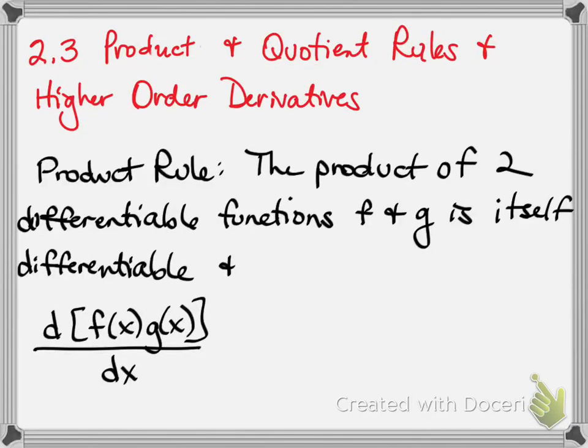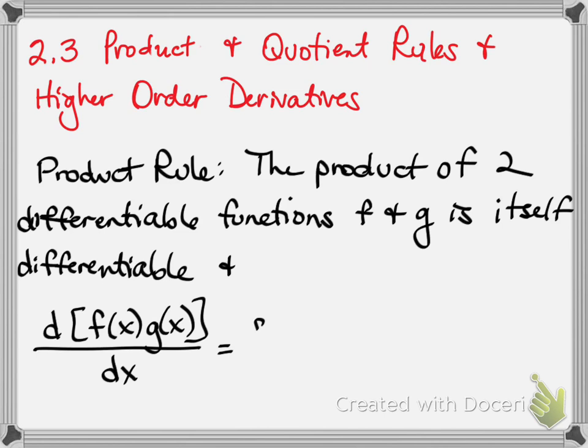Section 2.3, Product and Quotient Rules and Higher Order Derivatives. So we're just doing product rule today. Product rule: the product of two differentiable functions, f and g, is itself differentiable. And this is how we would differentiate it. So we have the derivative of f of x times g of x with respect to x.